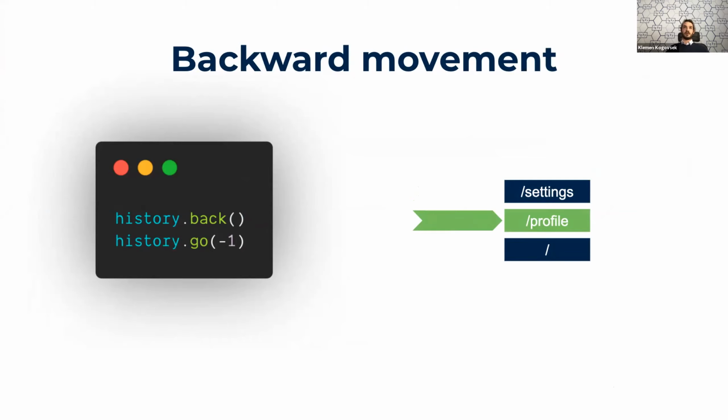If we provide 0 for go, we would refresh the page, but the state would be retained. And that also happens when we refresh the app normally. So we still have that state that we wrote into it.